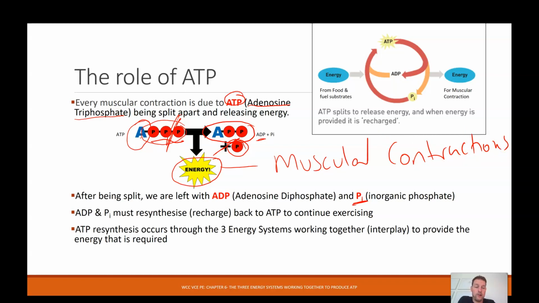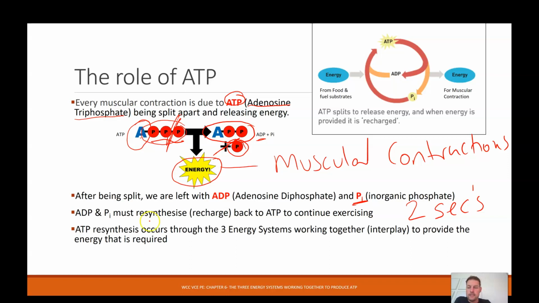As I said earlier on, this is the only way we can release energy for our muscles to contract. We might be thinking that's awesome, we can just do this simple process, but unfortunately things aren't always that simple. We only have 2 seconds worth of ATP in our whole body. So we can only break down and create energy from our ATP by itself for 2 seconds.